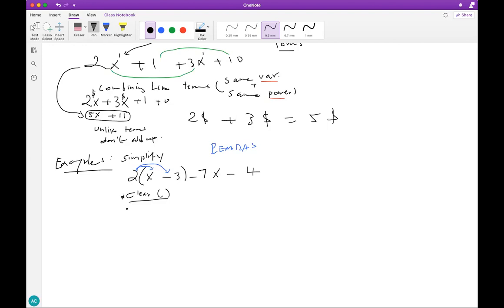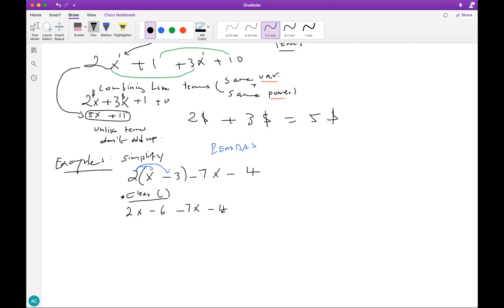So 2 times x, that's 2x. Then positive 2 times negative 3, that's negative 6. Again, as you multiply, think about the rules of multiplication that we learned last time. Bring these two down. We have 7x minus 4. Okay, now we cleared the parentheses.